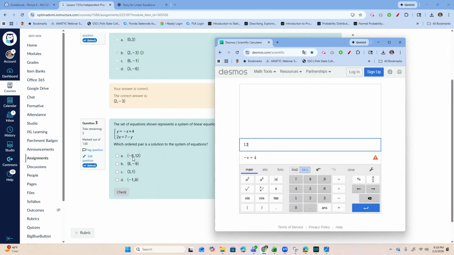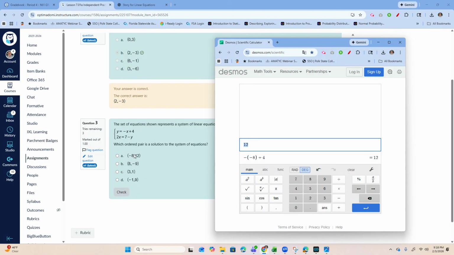And who I'm going to replace the x here. Remember the x, you're going to put an empty parentheses. And I hope you notice the negative stays outside the parenthesis. And I'm going to replace x with negative 8. And look, I got the same answer in my first line and in my second line. So that means negative 8, 12 is working with the first equation.